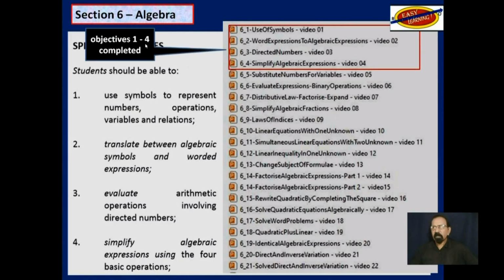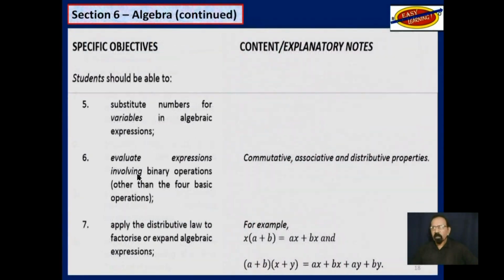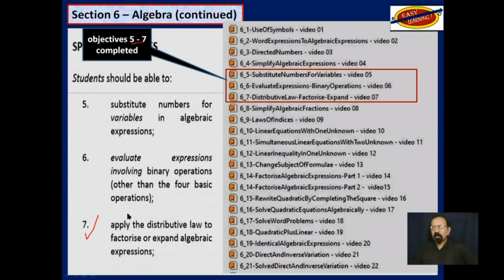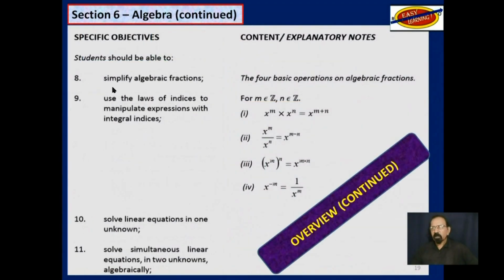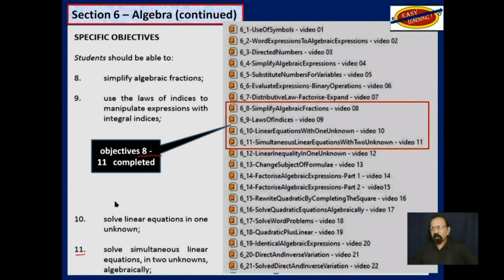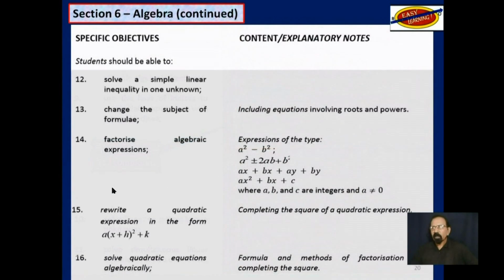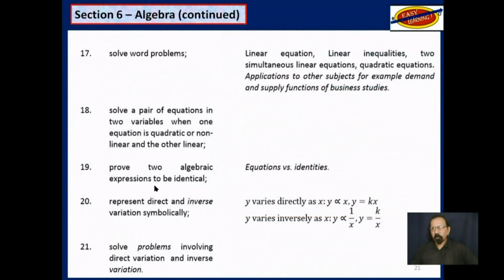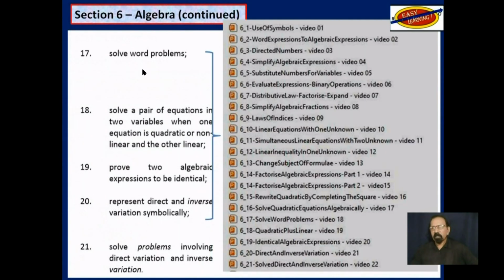We already completed Objectives 1 to 4, as pointed out before. Then we completed 5 to 7, everything here. And on the next page, everything here, 8 to 11, completed. And on the next page, everything here, 12 to 16. Finally, we are at this page where we have completed up to Objective 20.